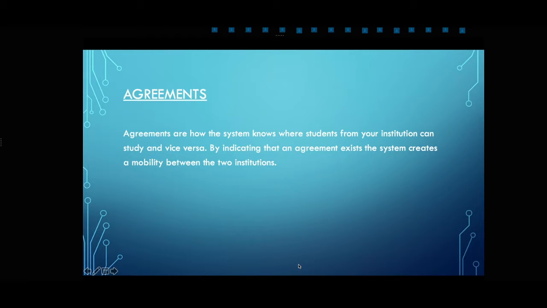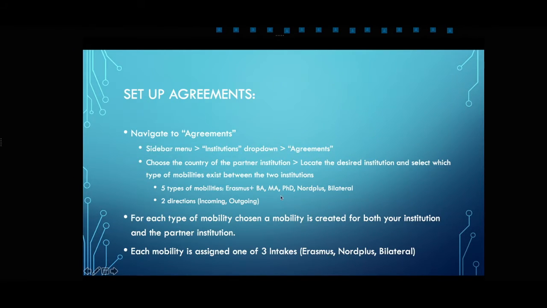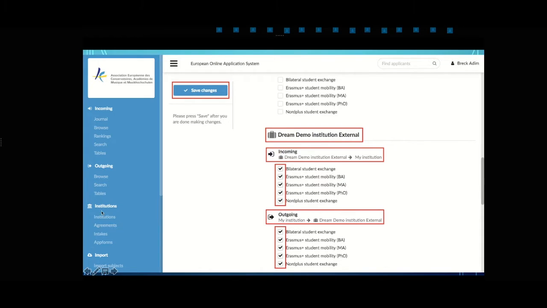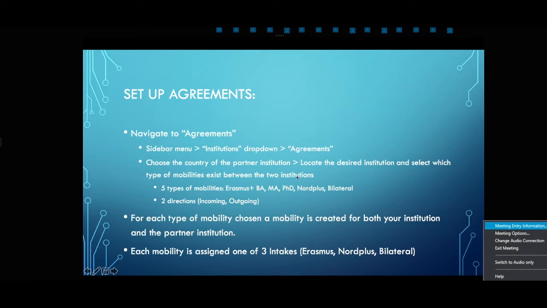Okay, so agreements are the way the system knows that applicants are allowed to apply to your institution from specific other institutions. And it's quite easy. You will just go to agreements, which is under institutions, and they're organized by countries. You locate the institution you want to make an agreement with by navigating to a country and then finding the institution.